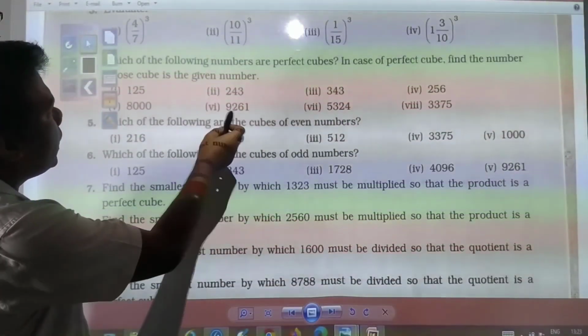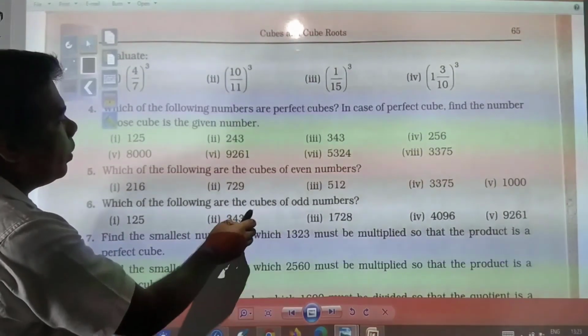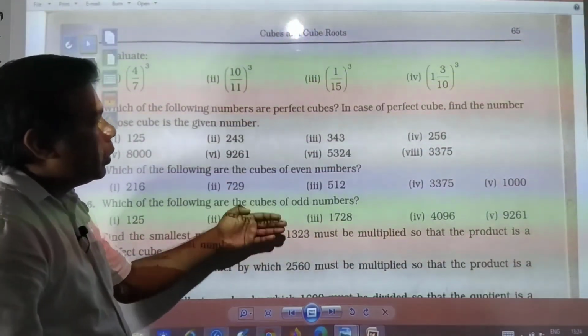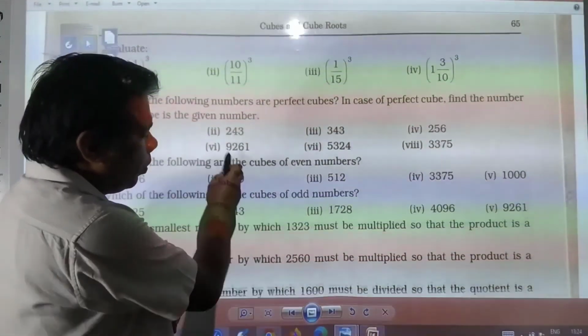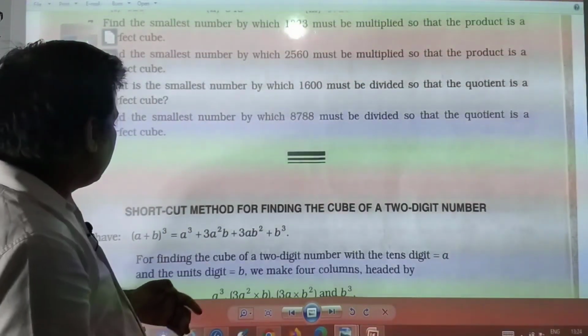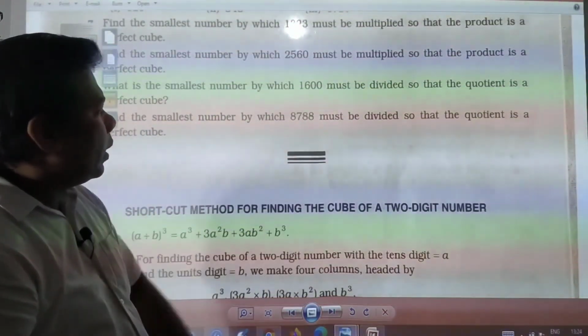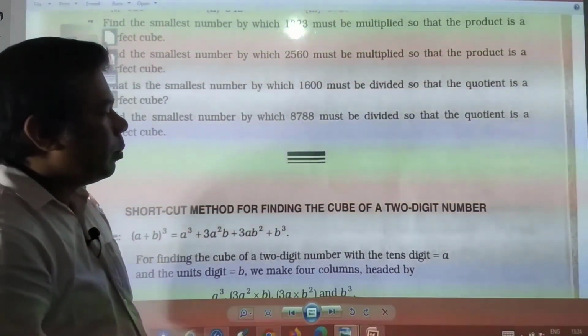Rest few questions are left which were told to do by yourself. Just do that, and each and every question must be there in your notebook, so that next day we can start the shortcut method for finding the cube of a 2-digit number.